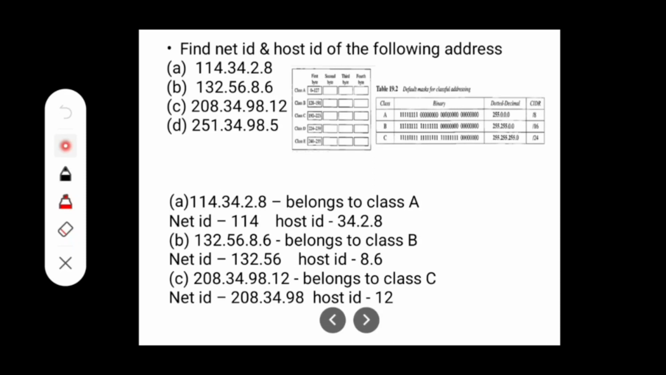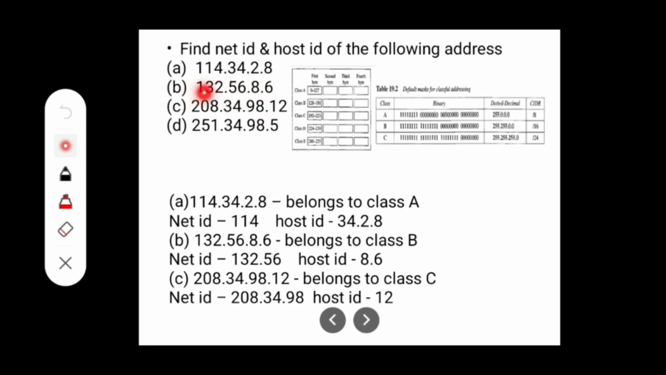Class A means the first byte will be the net ID, and the remaining 3 bytes will be the host ID. The mask has 255 only in the first byte, and the remaining zeros part will be the host ID. So 114 is the net ID, and the remaining 3 bytes, 34.2.8, are the host ID. Clear? Similarly, you can do the rest of the questions.